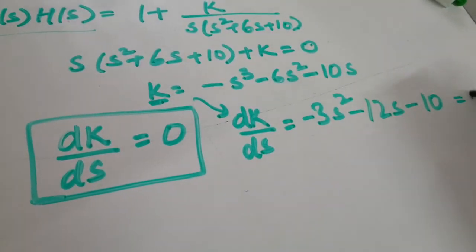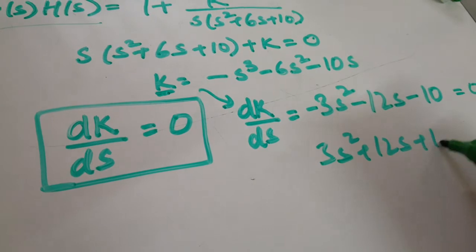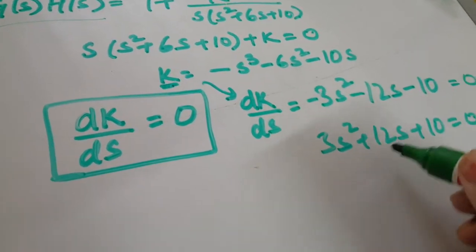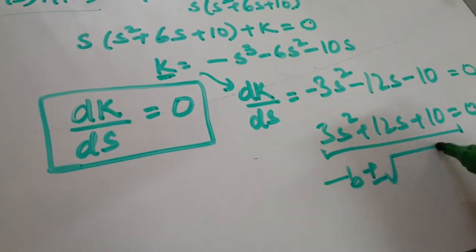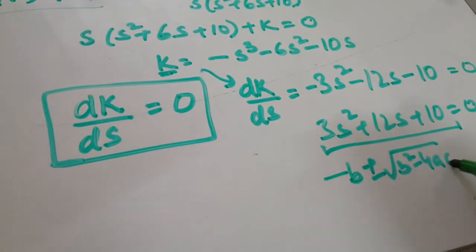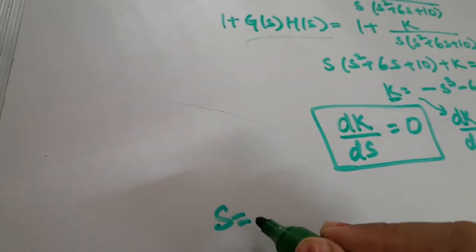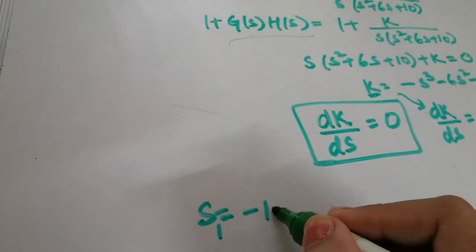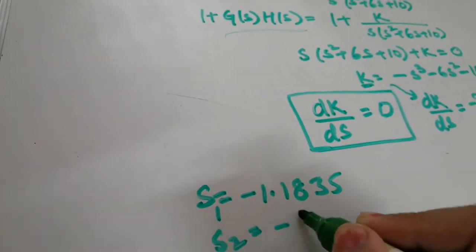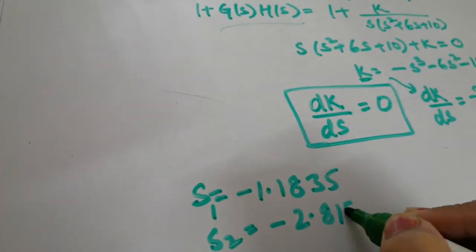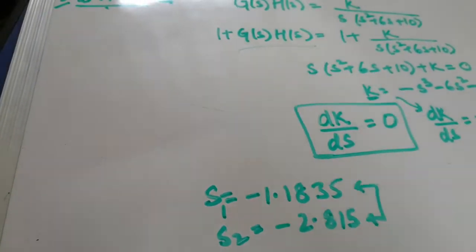Now equating it to 0, this becomes 3s square plus 12s plus 10 equals 0, and the roots that we get from this quadratic equation, using minus b plus minus under root of b square minus 4ac upon 2a, give the value of s1 equals minus 1.1835 and s2 equals minus 2.815. So now we have to know which one is the exact breakaway point.